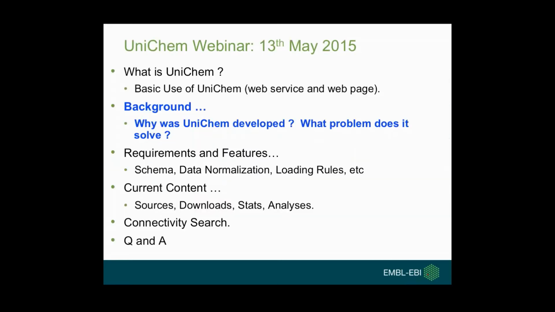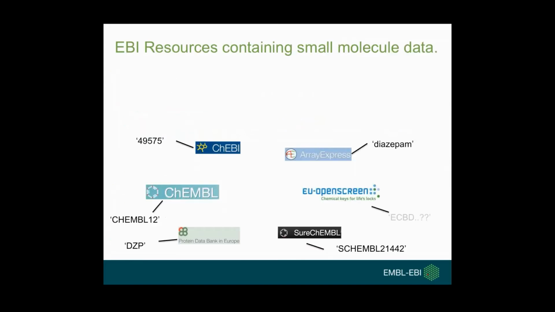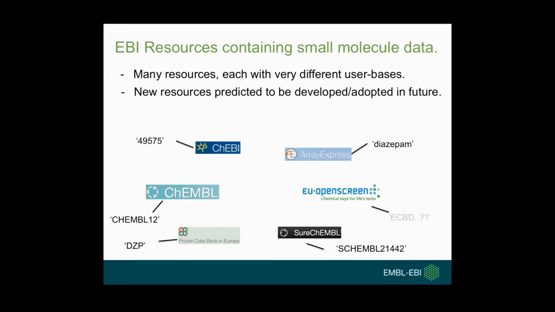So I'll just jump back into why UniChem was developed. At the EBI, we have several resources which contain small molecule data. All of these resources evolve at different rates and in different ways in response to their user communities. We predict that in future new ones will be developed and adopted. For example, the EU Open Screen database ECBD, we hope to host at the EBI very shortly.